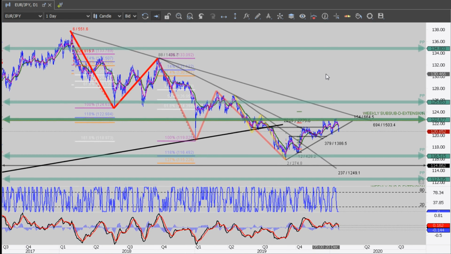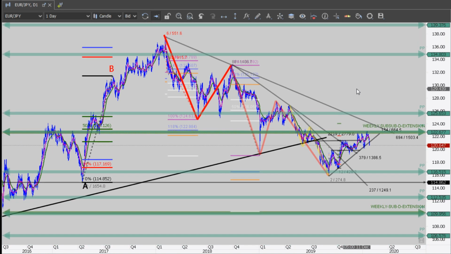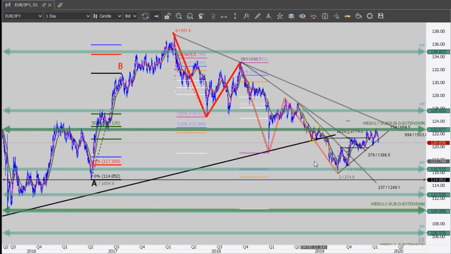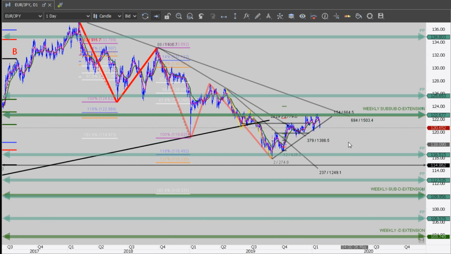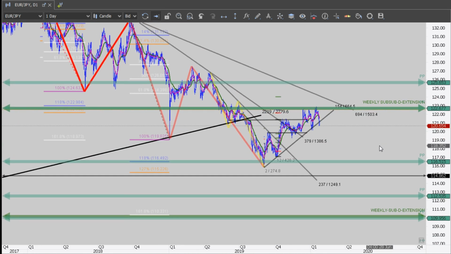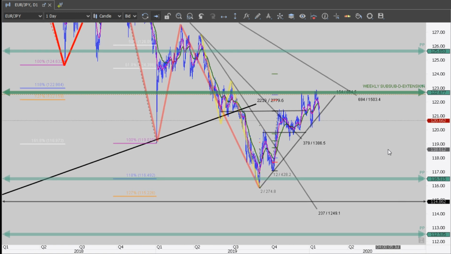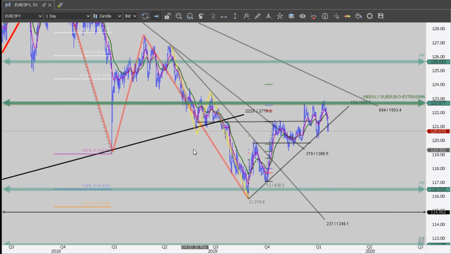Euro JPY, we have a down structure, if I'm not mistaken. We have a down structure, we have an up Fibonacci. We have an up Fibonacci, original one, A, B, C, D, but we still have a down structure. And the market is reacting, right? We have a triple top at the weekly sub-D extension. We have a triple top, and the market looks like it's breaking the short-term uptrend line.